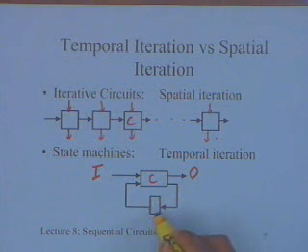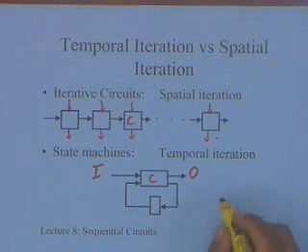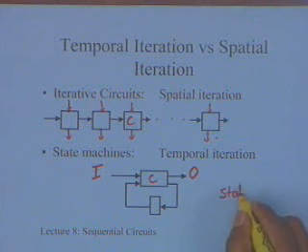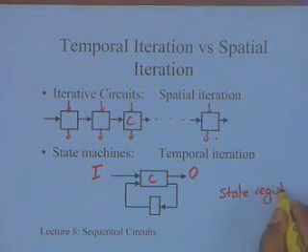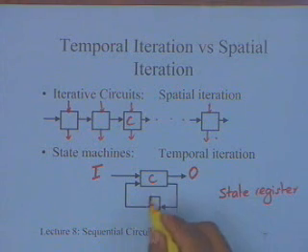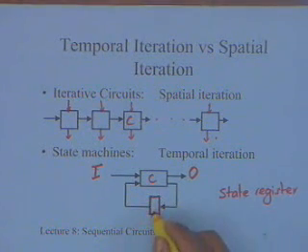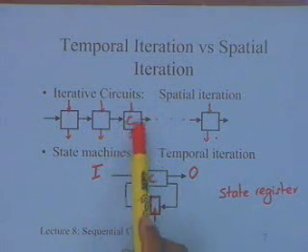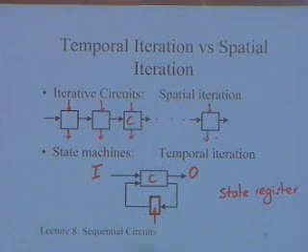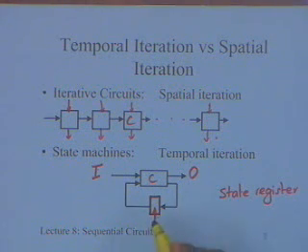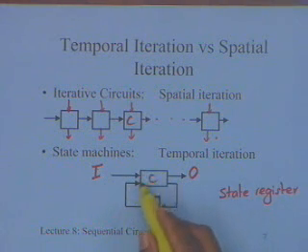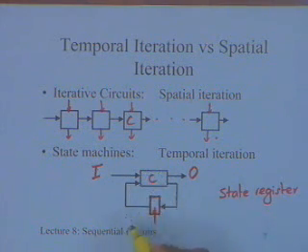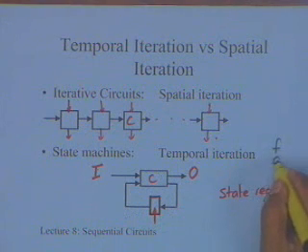The other difference is this particular component, which we call a state register. This part of the circuit is a combinational circuit, exactly like the combinational circuit we had. So the state register plays the key role. Remember the two functions that are getting implemented as part of this combinational circuit are F and G.